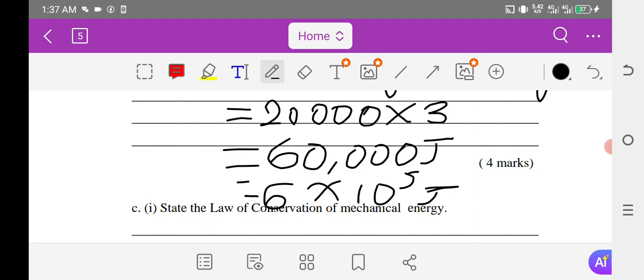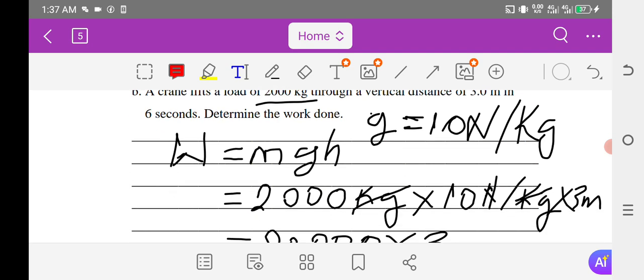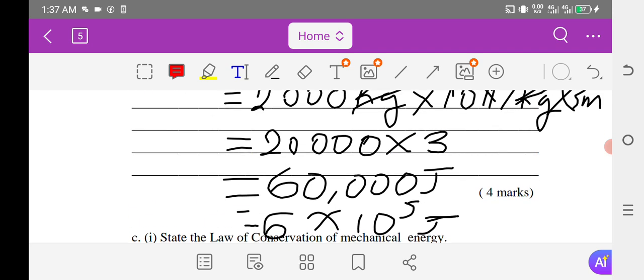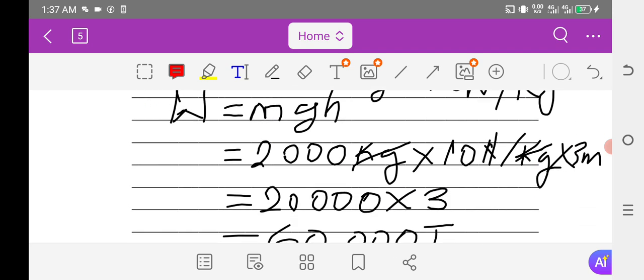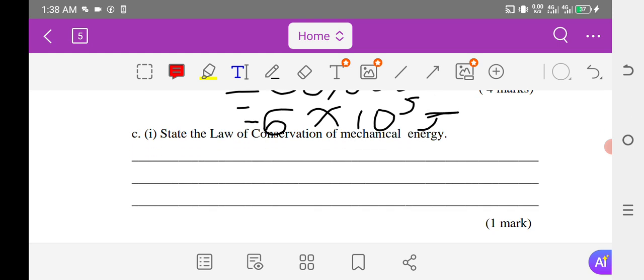So that's the amount of work done by the crane. You can go through the solution again and convince yourself. You can also try to work it out on your own just to confirm.